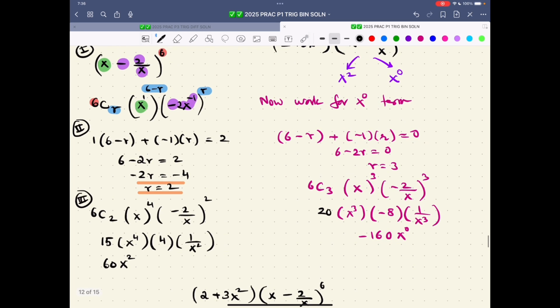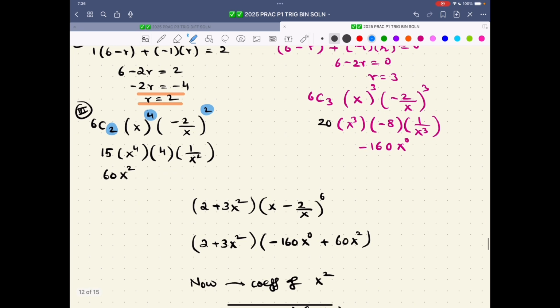So r belongs over here. So r is this one, that is this 2. And 6 minus 2 is 4. And then we simplify. Just be very, very careful with the working. 6c2, use a calculator, comes out to be 15. x raised to power of 4, negative 2 raised to power of 2 is positive 4. And this x raised to power of 2 is 1 over x square. It simplifies to x square. And 15 times 4 is 60. All good, all clear.